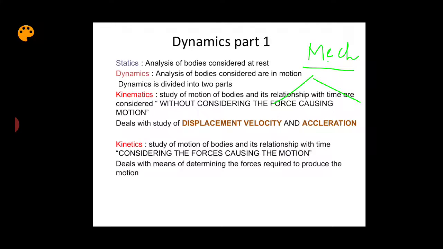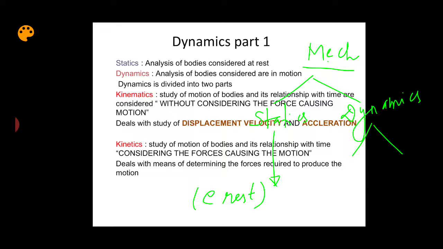So mechanics is divided into two parts, that is statics and dynamics. So far we have dealt with problems related to statics, that is statics is study of response of the object or a body when it is at rest. Now we'll consider dynamics, which is further classified into two parts, that is kinematics and kinetics.